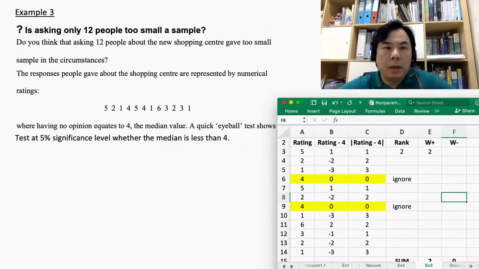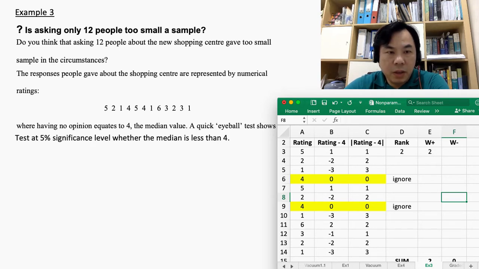All right, welcome back. Example 3, we're still with the Wilcoxon Signed Rank test. Now you might have questions that look something like this. A questionnaire is asking only 12 people, too small a sample. Of course, this is a situation that requires a non-parametric test. Do you think that asking 12 people about the new shopping center gave too small a sample in the circumstances? Yes, of course, in general. That's the reason why we need to use the non-parametric test.